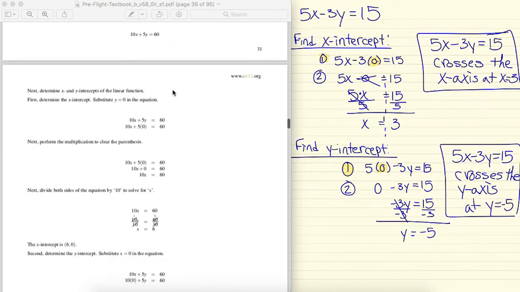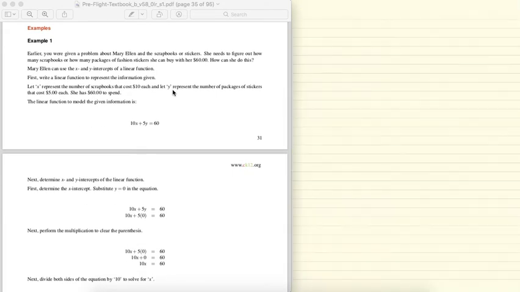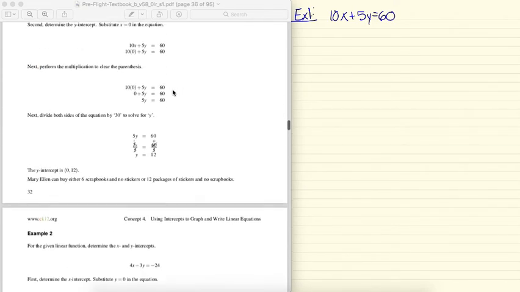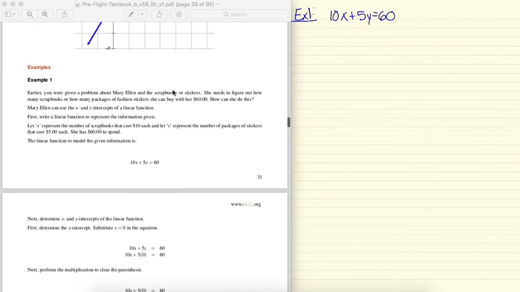All right. Now let's go through example 1. So in example 1, we are given 10x plus 5y equals 60. And the goal in the end is to figure out what our x and y intercept is.